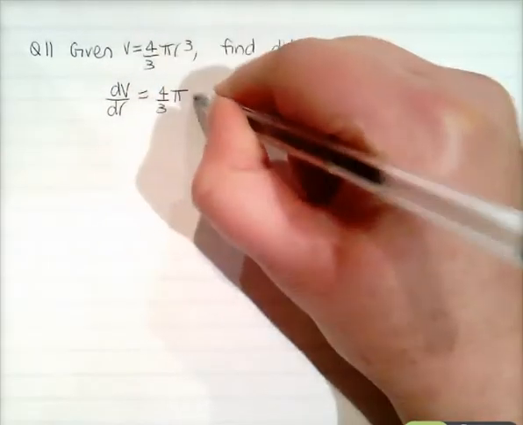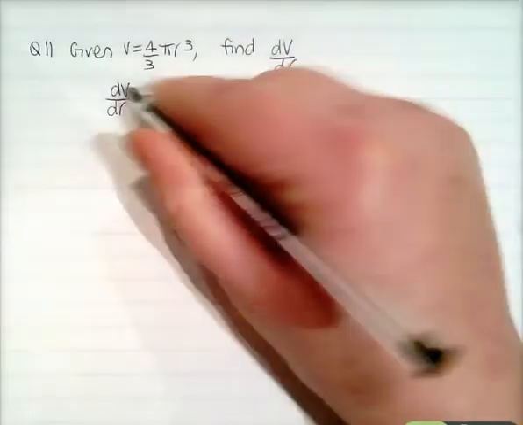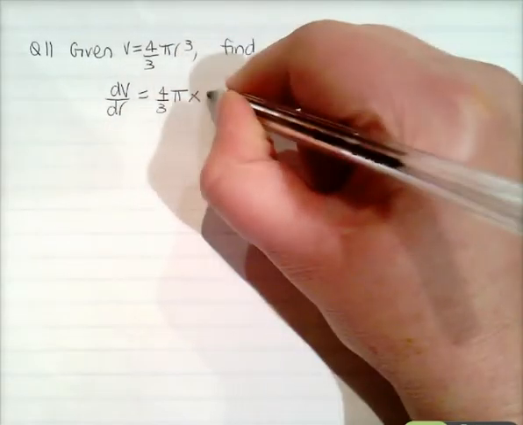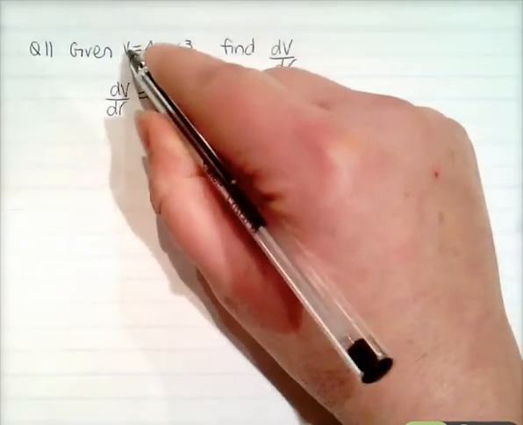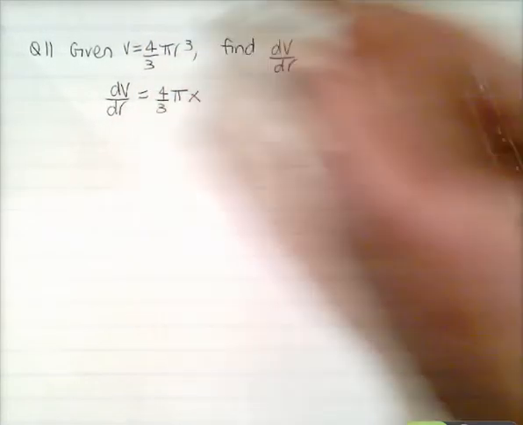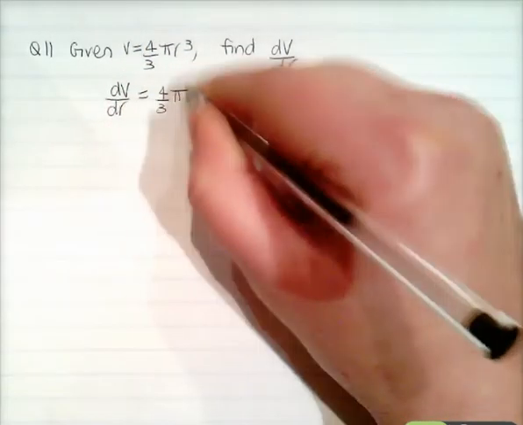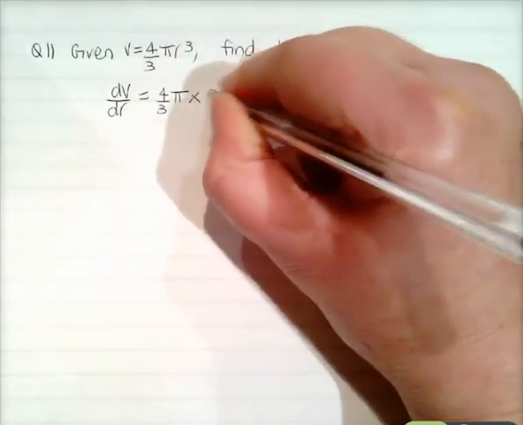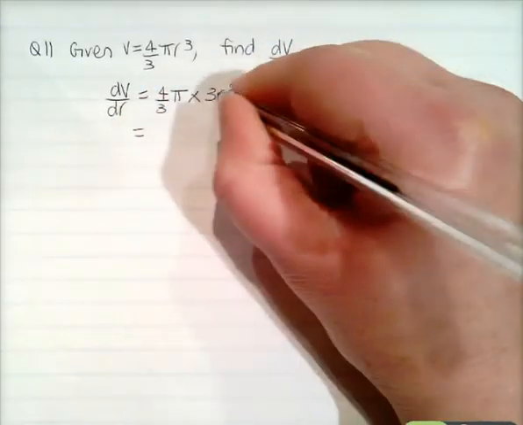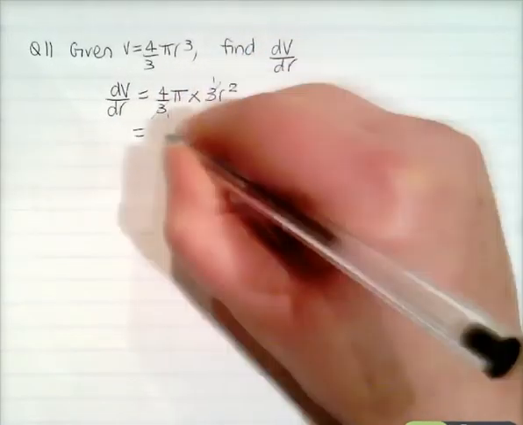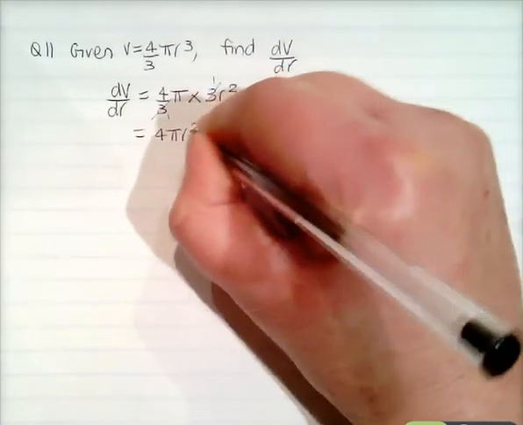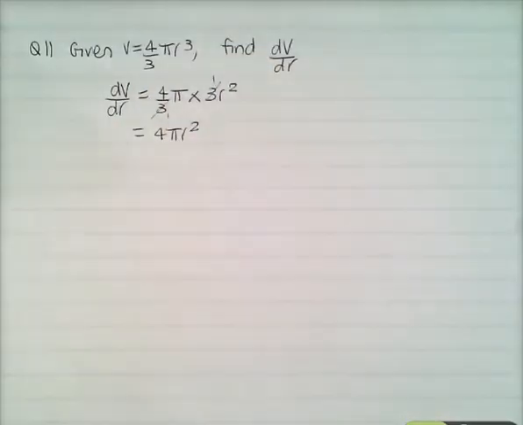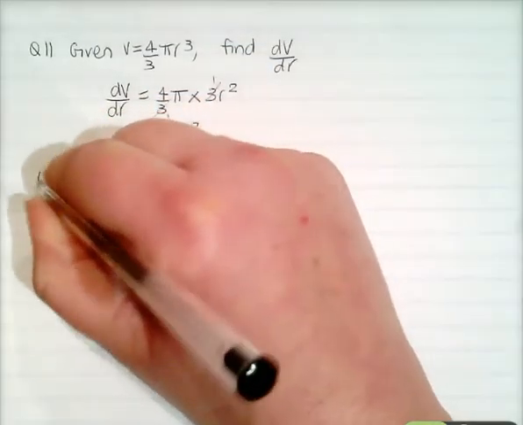So 4 on 3 pi are the constants, and so to differentiate this, you just need to differentiate the r cubed. So we've really got V is some constant times r cubed. So dV/dr is the constant times the derivative of r cubed, which is 3r squared. Now we get some cancelling here, and we get 4 pi r squared. So therefore dV/dr is 4 pi r squared.